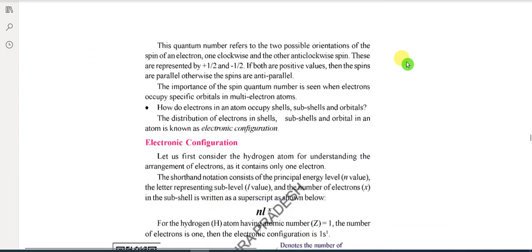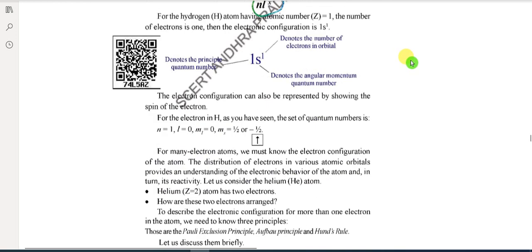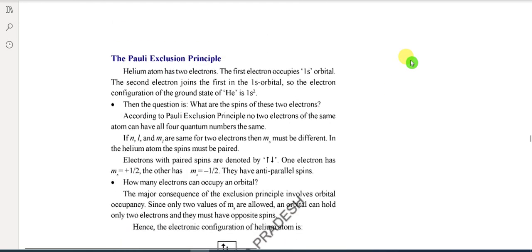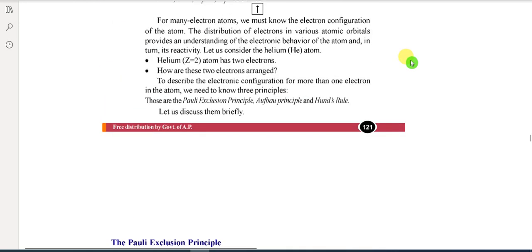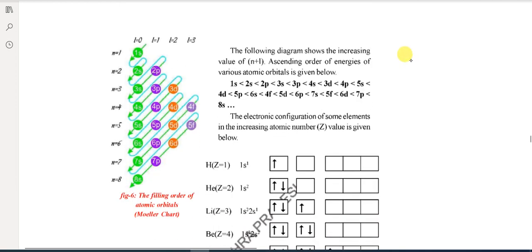And electron configuration, what is n, l, x, sometimes asking n, l, x: what is n, what is l, what is x. Okay, so electron configuration, what is the electron configuration? We have questions. And Pauli exclusion principle, Aufbau rule. What is Aufbau rule? Yes, you know already, 1s 2s 2p.